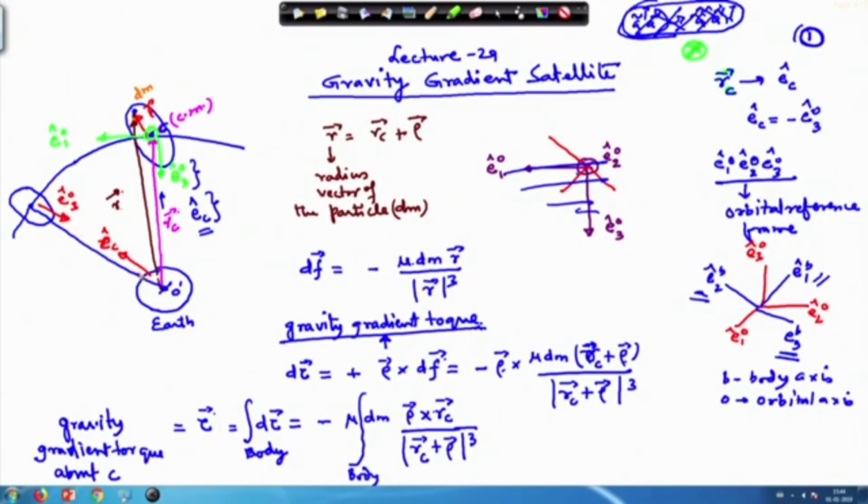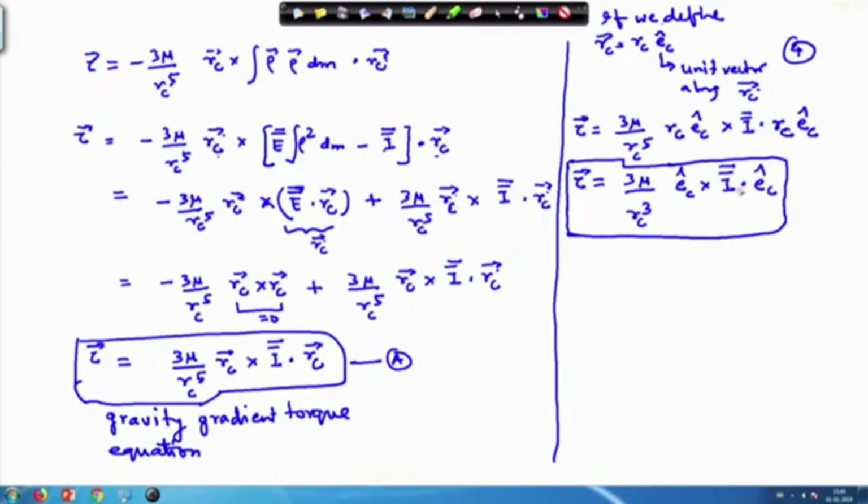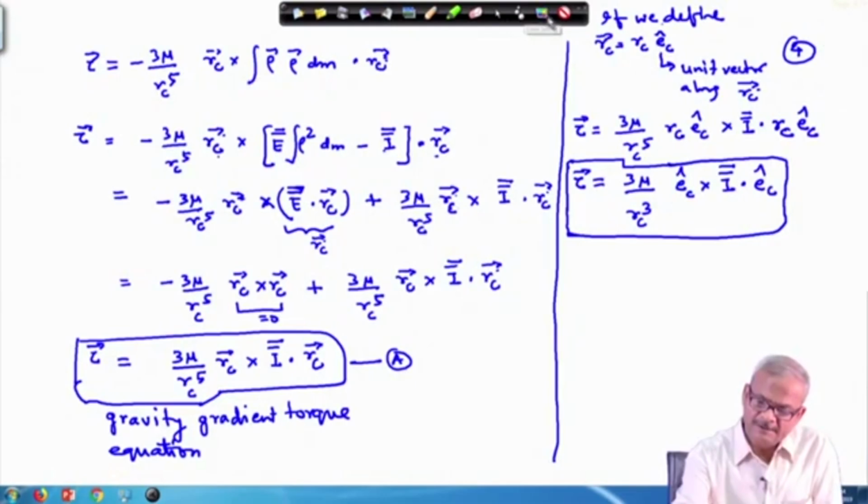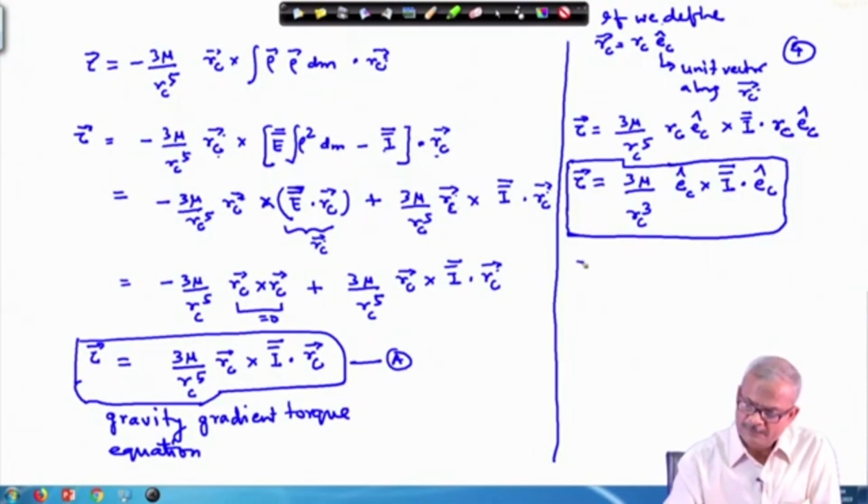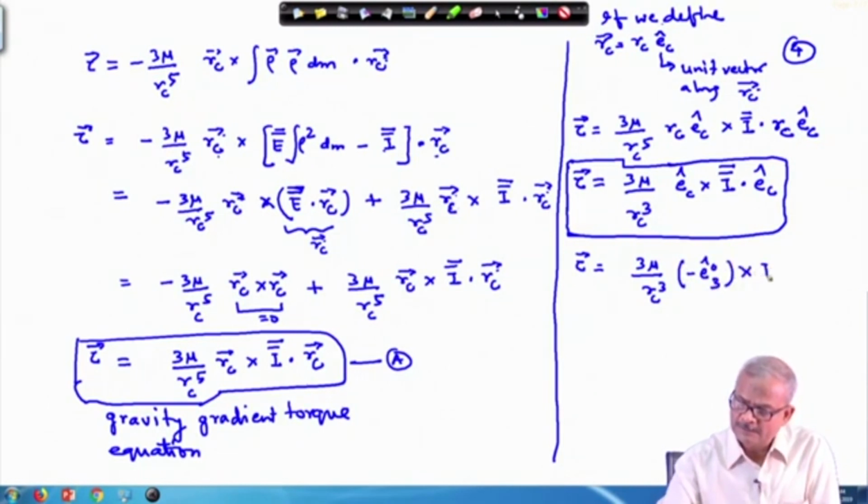So, if you are writing the whole thing here in terms of E C, it is convenient to express this as 3 mu over R C cube, and instead of this we can have minus E cap O3 cross, and the minus minus sign cancels out.